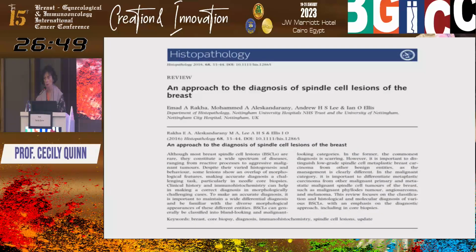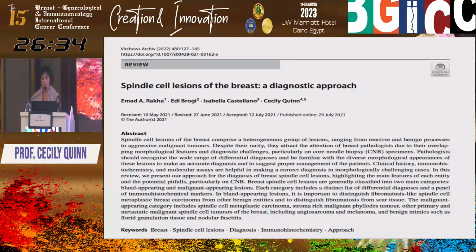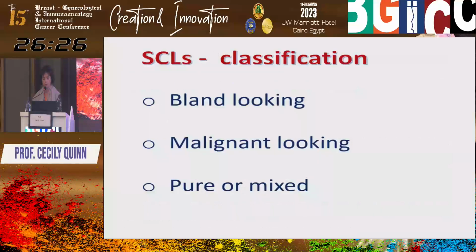So you'll all know Professor Emad Rakha, who with his colleagues from Nottingham published this paper in Histopathology in 2016. And this was his approach to the diagnosis of spindle cell lesions. I had the pleasure of updating this approach with him in this publication, which appeared in the breast issue of Virchows Archiv last year.